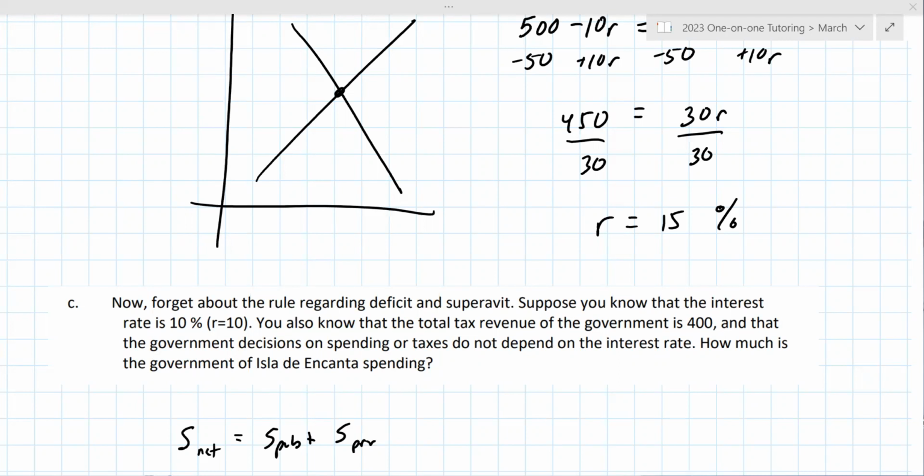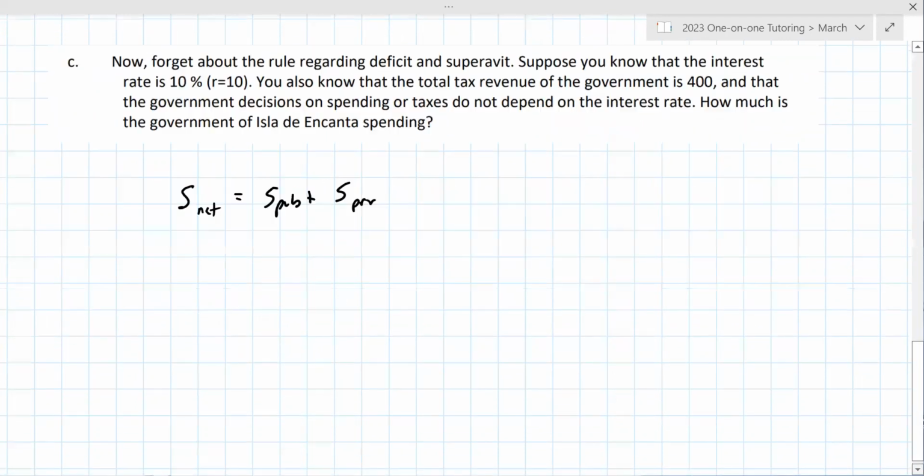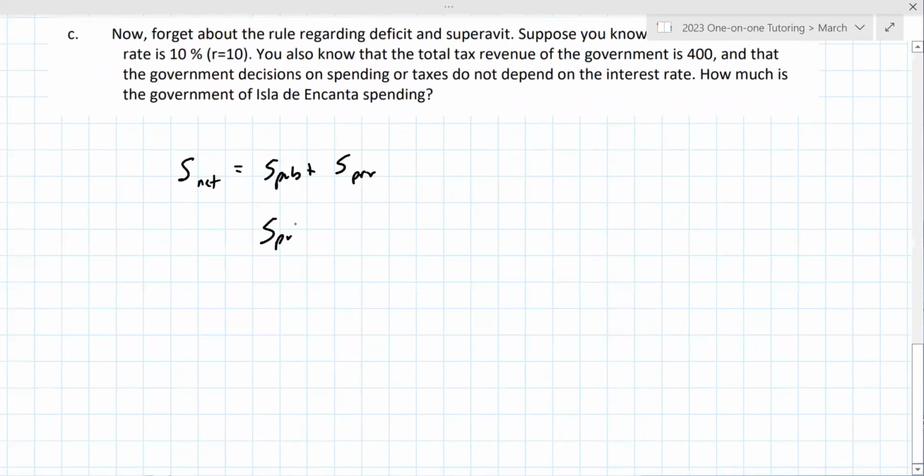All right, one way to do this is to look at it as public equals 50. So it's the savings public, which we don't know, plus the private, which we do know, which is 50 plus 20R. And this equals the investment, which is 500 minus 10R.